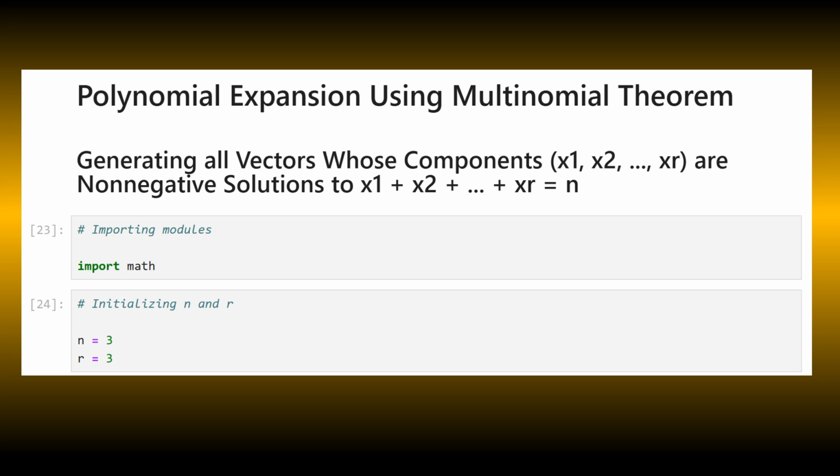In the first part of this, we are going to generate all vectors whose components, x1 all the way to xr, are non-negative solutions of x1 plus x2 plus all the way to plus xr is equal to n. In this case, we have initialized the variable n to 3 and r also to 3. So we're saying something like x1 plus x2 plus x3 raised to the 3rd power.